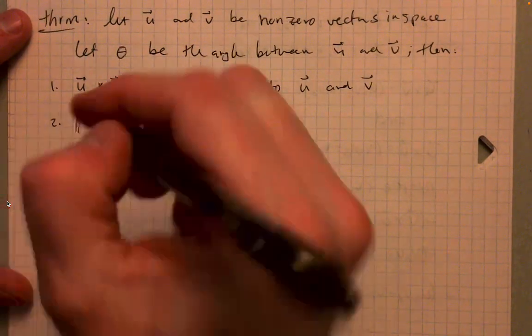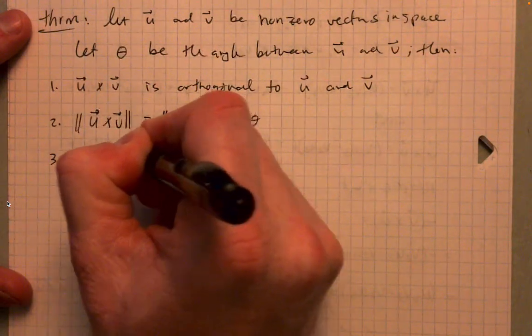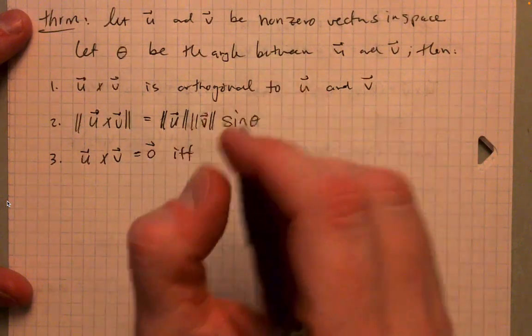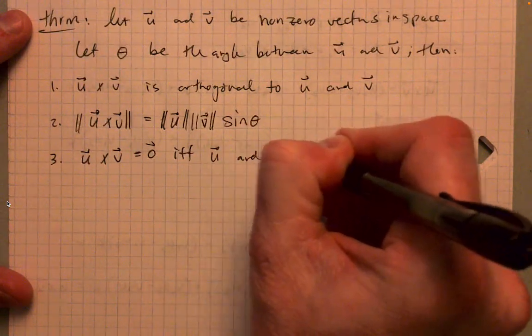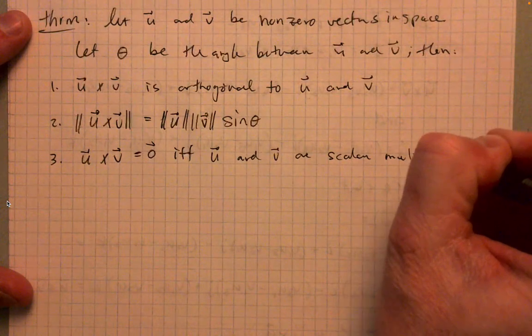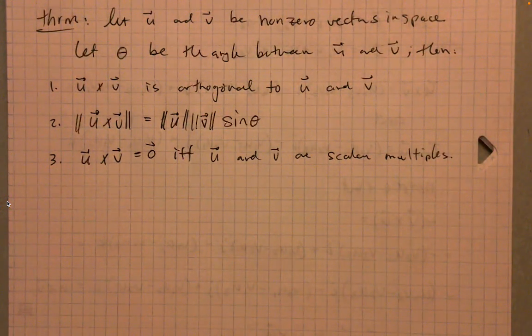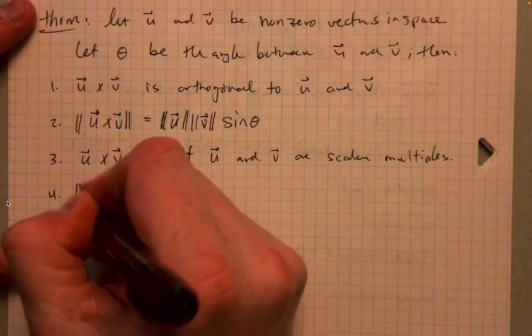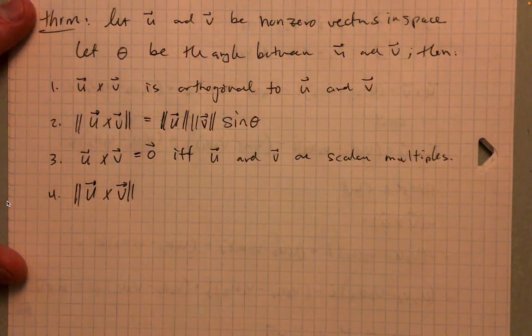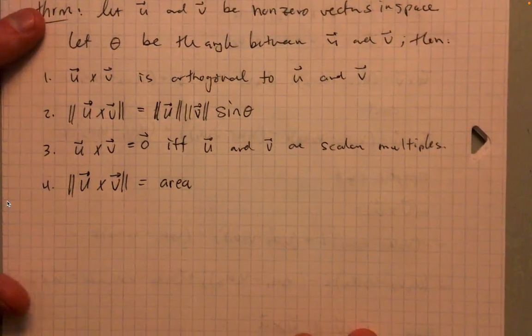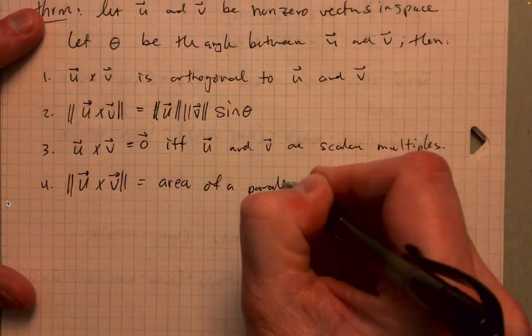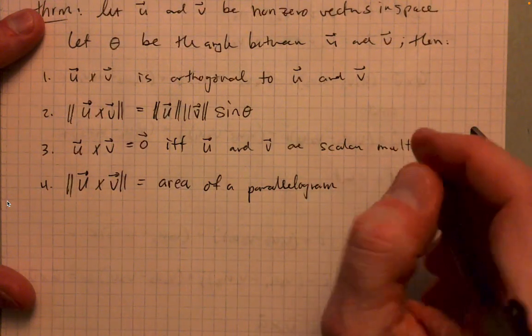Thirdly, u cross v is 0 if and only if u and v are scalar multiples. So if one of the vectors is a scalar multiple of the other, then the cross product is 0. We've seen the special case where u and v are the same vector, but this is a little stronger: they don't have to be the same vector, just scalar multiples of one another. And the fourth one is pretty interesting. The norm of u cross v is equal to the area of a parallelogram having u and v as adjacent sides.